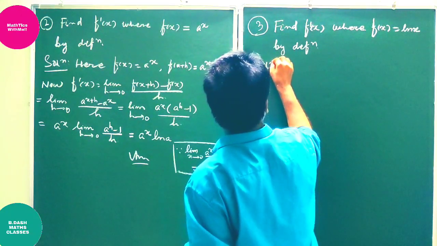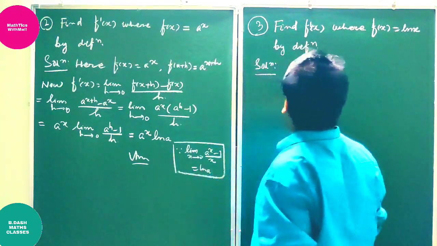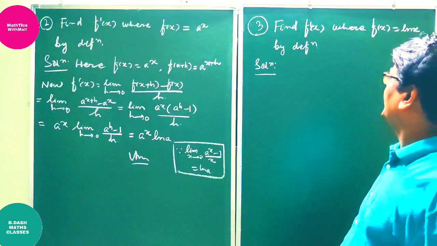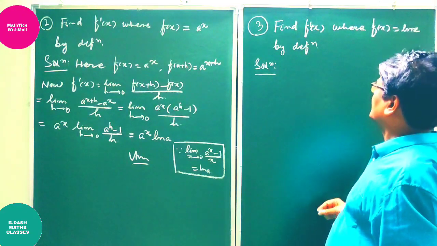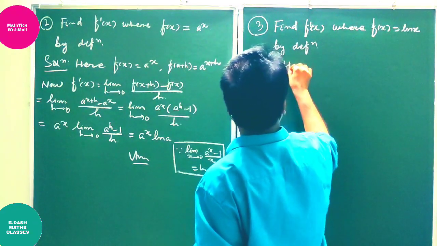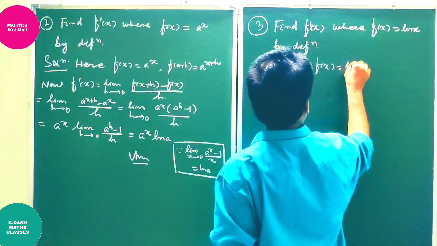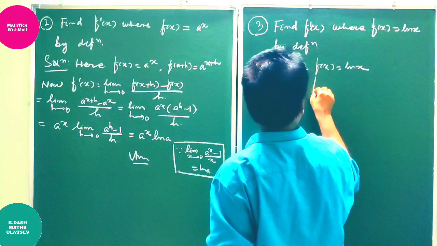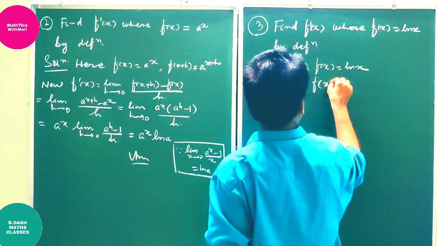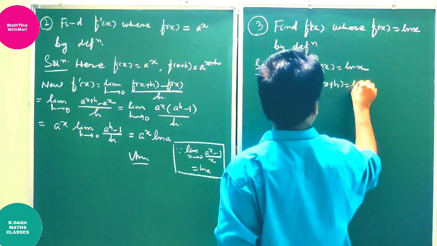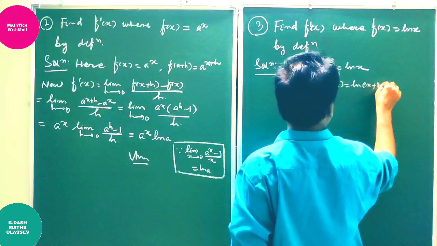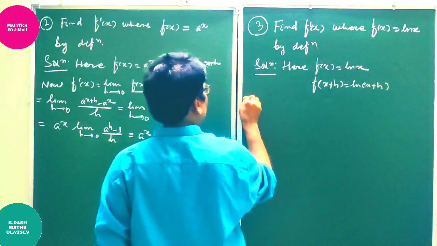Now solution. We have to find f dash of x where f(x) is equal to ln x. So here f(x) is equal to ln x, f of x plus h is equal to ln of x plus h.